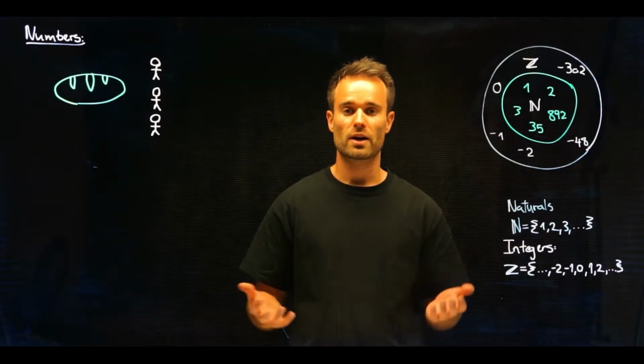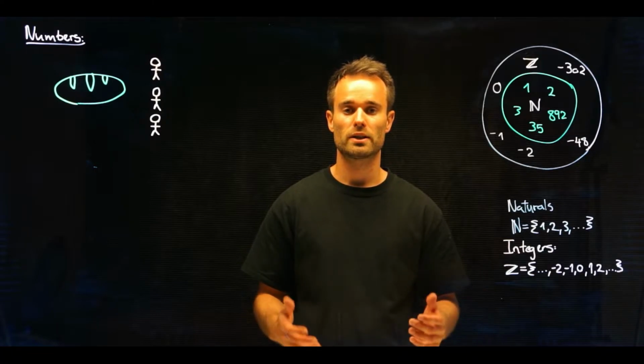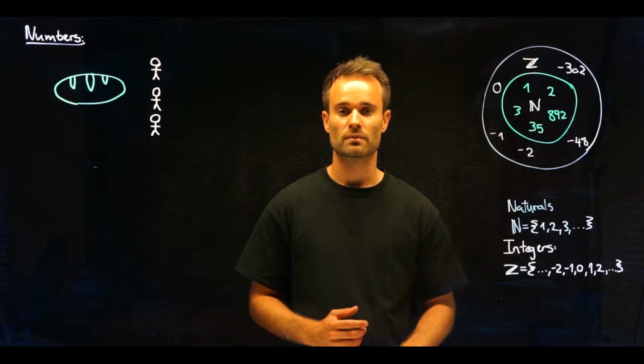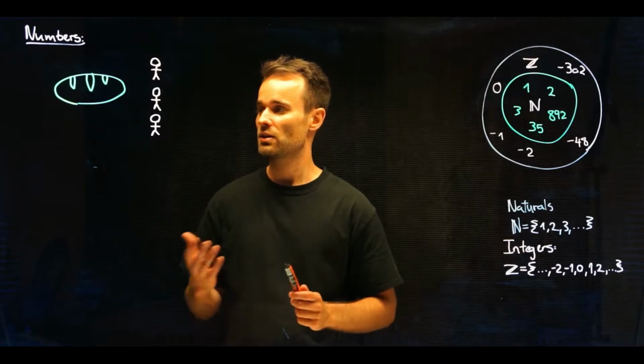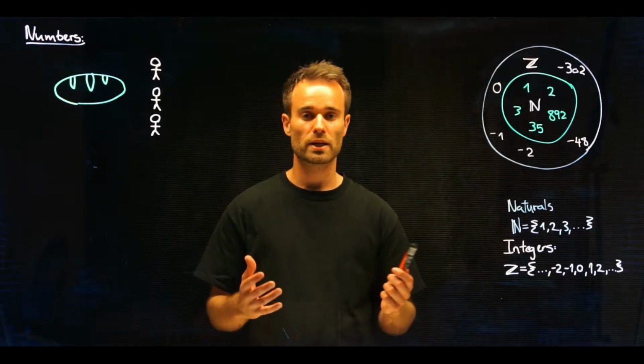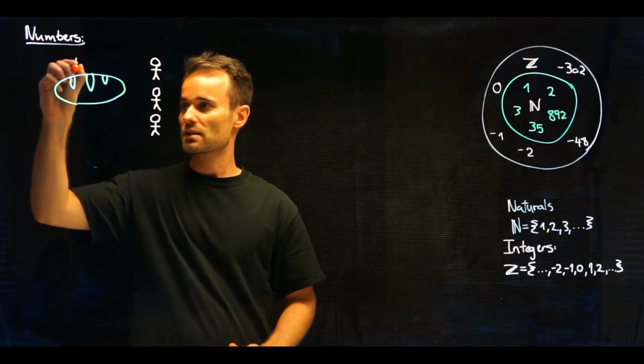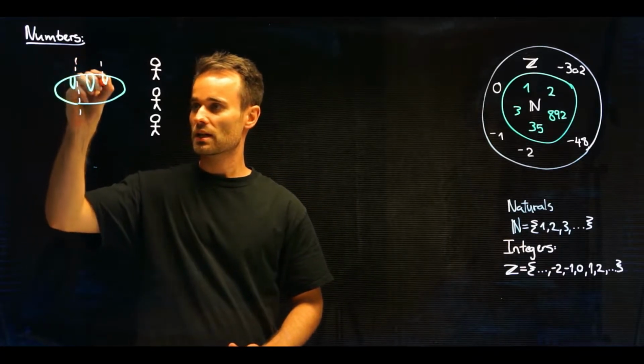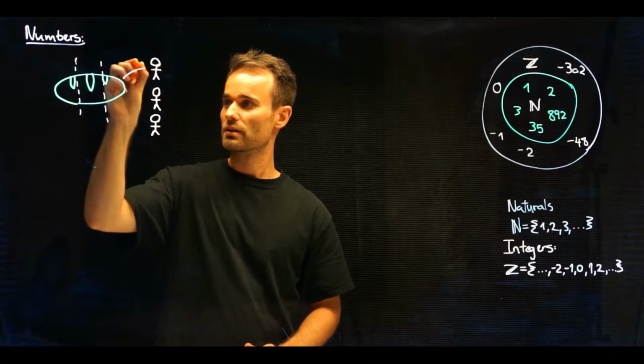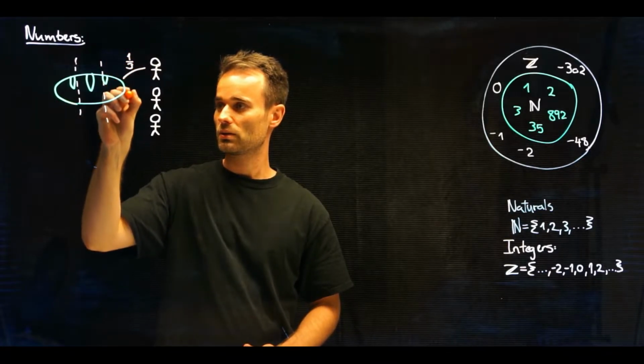Next, let's talk about fractions, or what we would call the rational numbers. Imagine you have a loaf of bread that you need to split evenly among 3 people. In this case, each person gets 1/3 of the whole.